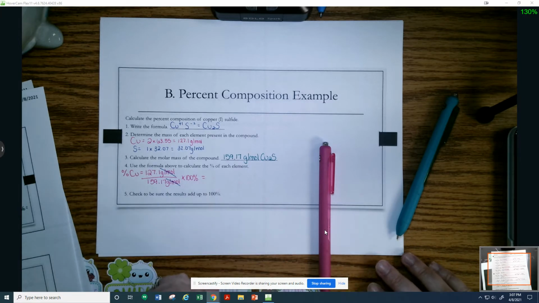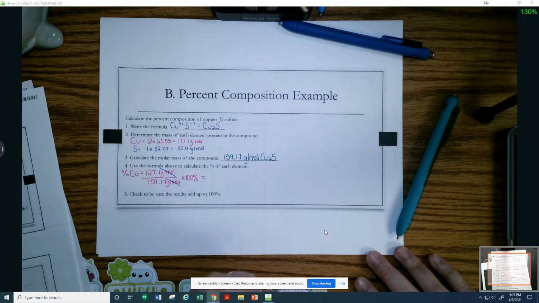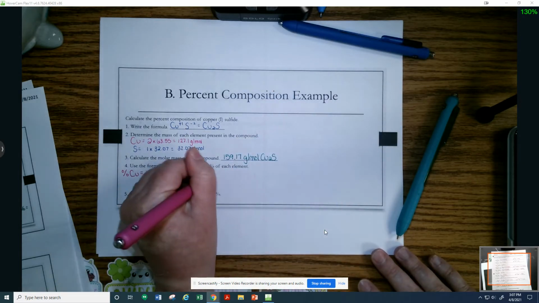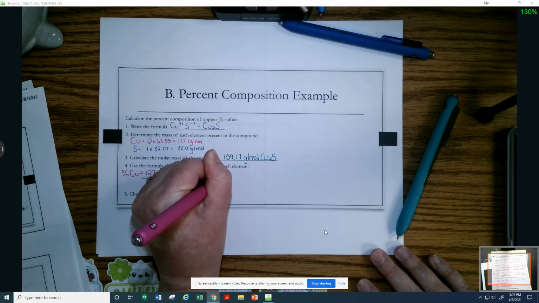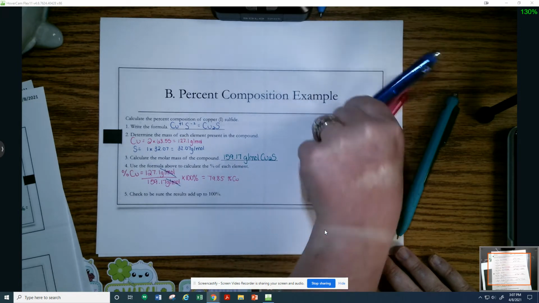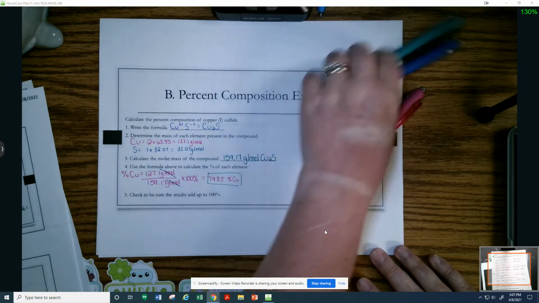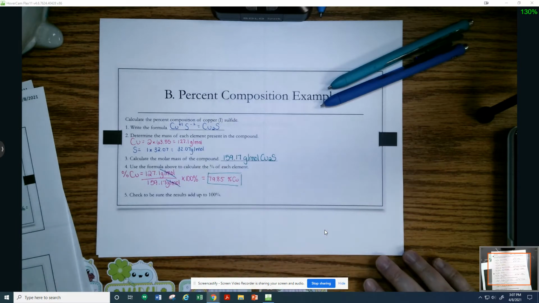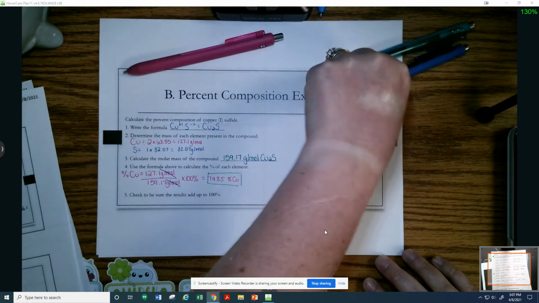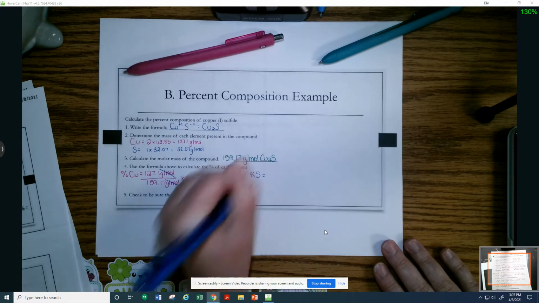So off of my bandwagon now, when I go ahead and plug that in, divide it out, and solve, I got an answer of 79.85% copper. And that's my final answer for that piece. I have a second piece because I have a second element. So I'm going to work this through in my blue pen for sulfur. So we have percent S.